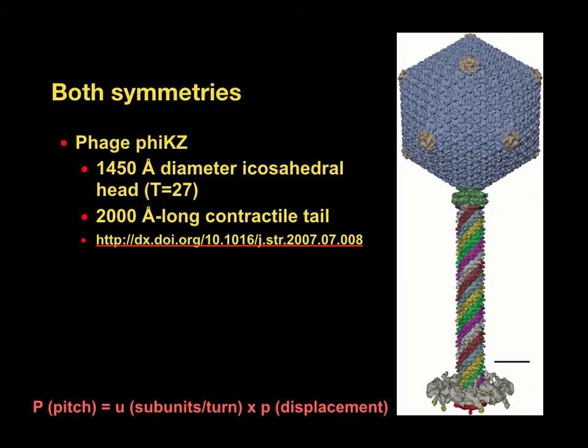And then we can find complex viruses that have both. So here, for example, this phage has a giant head with a T number of 27, and then it has a tail that has helical symmetry and this is contracted. And here we can see how we can have different displacements, as I was telling before. So if we follow one line of subunits that are purple, they're gonna come 1, 2, 3, 4, 5, 6 after. So here we have a displacement of 6, and if we have 10 subunits per turn, then we will have 60 subunits.